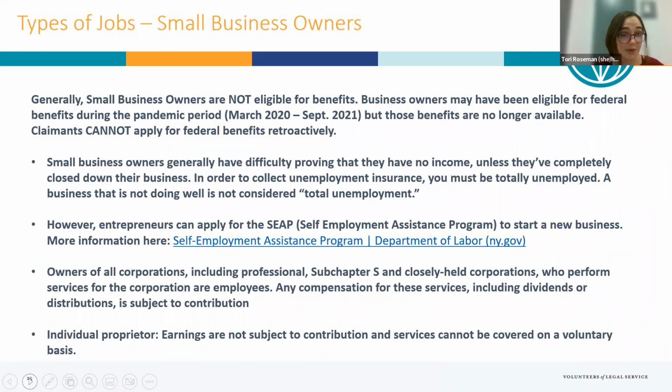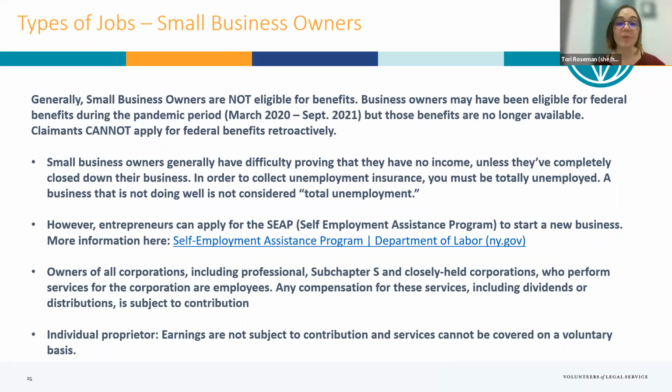So the next thing I'm going to talk about is someone who we've heard a lot from, which are small business owners. Generally speaking, small business owners are not eligible for benefits. Why are we talking about this? Business owners may have been eligible for federal benefits during the height of the pandemic period when federal benefits were available, which was between March 2020 and September 2021. But those benefits are no longer available. Claimants cannot apply for federal benefits retroactively.